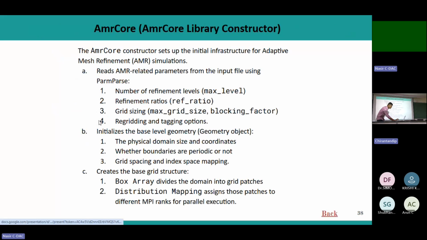What is the role of these AMR code functions? They set the AMR related parameters, and they initialize the geometry hierarchy according to our input, how many layers are required. And it creates the structure, where all these things are integrated.